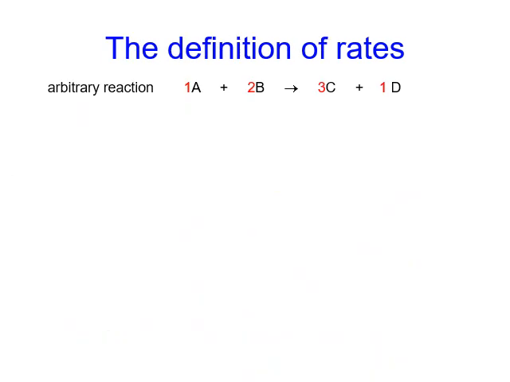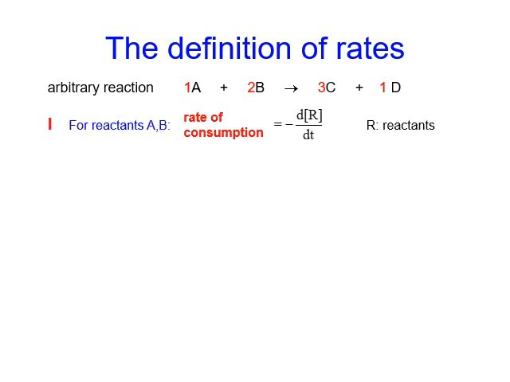Let's define rates for an arbitrary reaction such as this one. 1A, 2B forms 3C and 1D. For the reactants, we define the rate of consumption. It's the concentration change of the reactants divided by time. Now we know that the concentration of reactants decreases, so the change will be negative, and we put a negative sign in front of it so that the rate of consumption is positive.